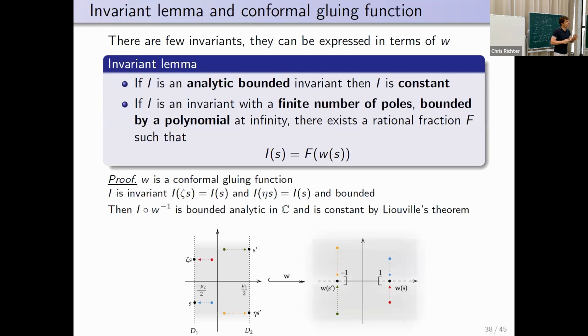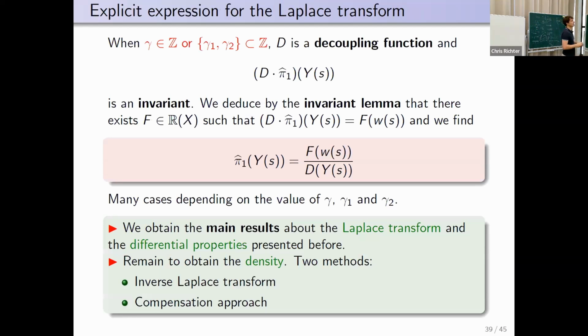So I hope it's clear. The only message is that there are not a lot of invariants, and you can express the unknown invariants in terms of a canonical invariance. I'm going to be faster at the end. You can express pi 1 in terms of a fraction f of the cosine divided by the decoupling function d. And that's how we obtain the results that I presented before. So the main results about the Laplace transform and differential properties can be obtained like this. And now it just remains to invert the Laplace transform.